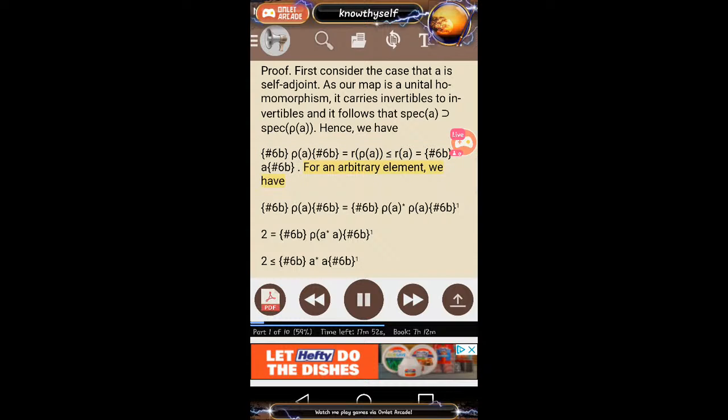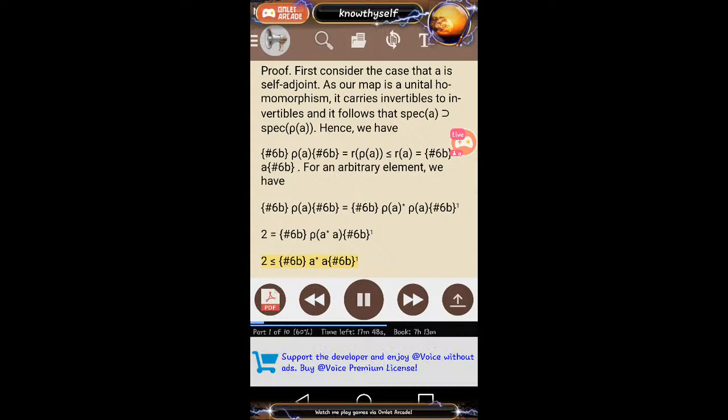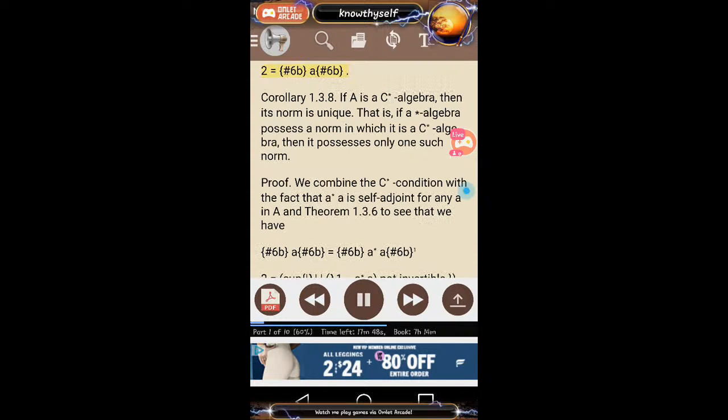For an arbitrary element, we have ‖ρ(a)‖ = ‖ρ(a)*ρ(a)‖^(1/2) = ‖ρ(a*a)‖^(1/2) ≤ ‖a*a‖^(1/2) = ‖a‖.